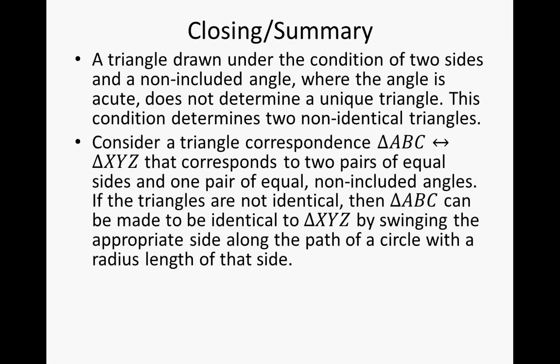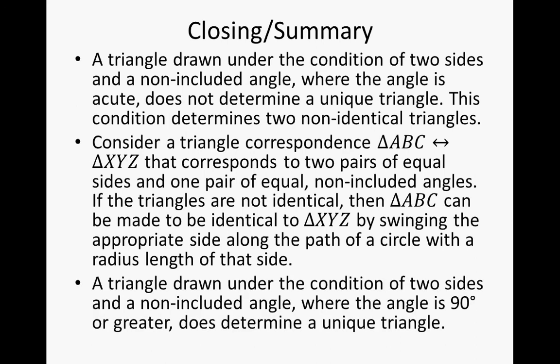Consider the triangle correspondence. Triangle ABC is the same as triangle XYZ. That corresponds to 2 pairs of equal sides and 1 pair of equal non-included angles. If the triangles are not identical, then triangle ABC can be made to be identical to triangle XYZ by swinging the appropriate side along the path of a circle with a radius length of that side. A triangle drawn under the condition of 2 sides and a non-included angle, where the angle is 90 degrees or greater, does determine a unique triangle.